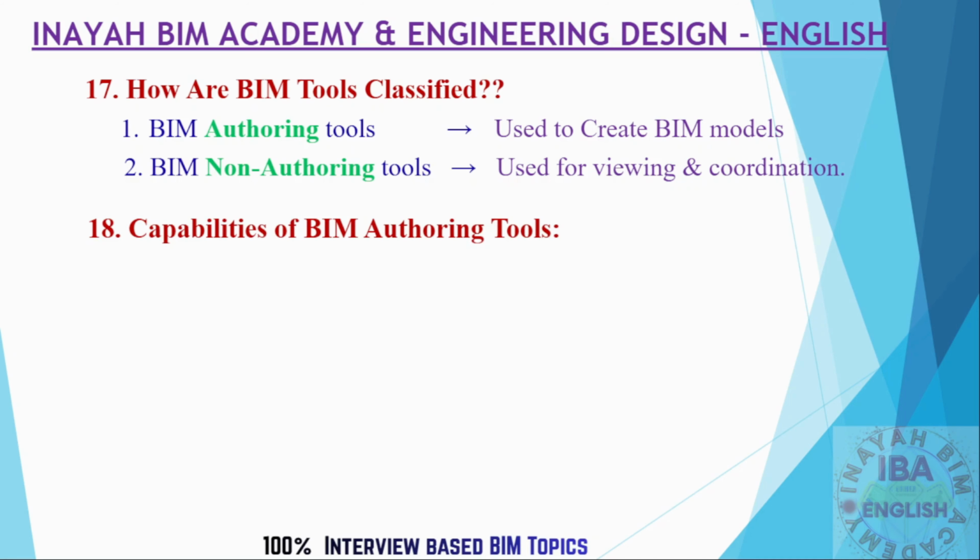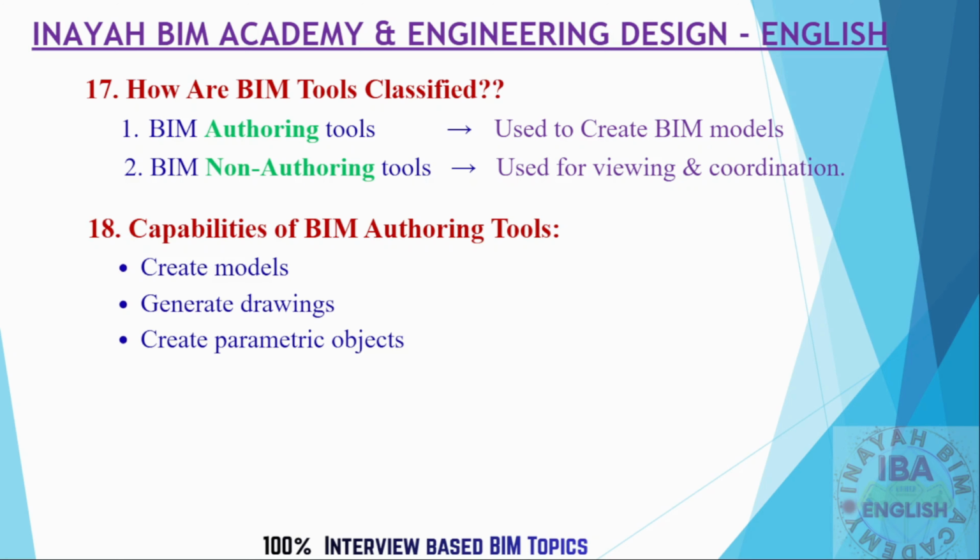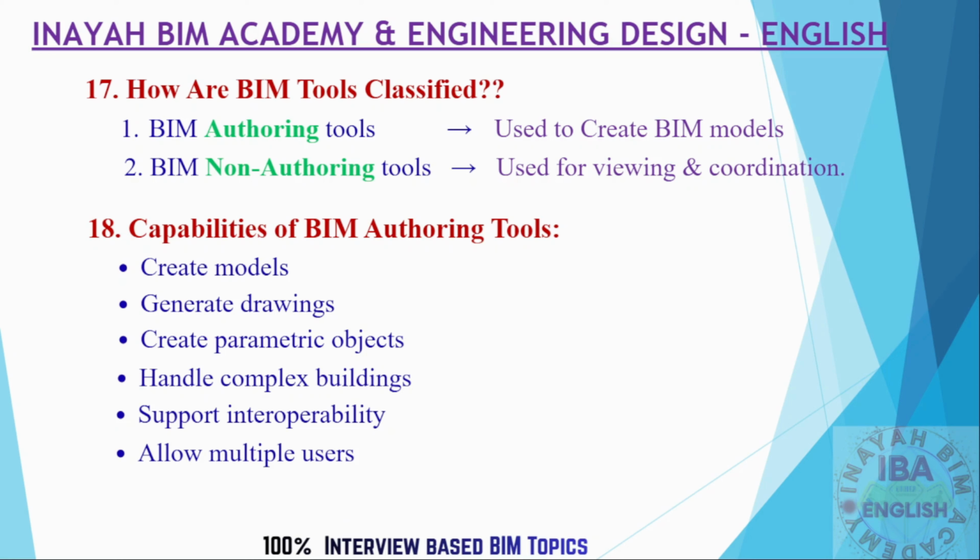So let's deep dive into BIM authoring tool. What are its capabilities? It has also been asked many a time in the interview. BIM authoring tools are capable of creating the model, generating drawings, and creating parametric objects. Parametric object means you can add different parameters like length, breadth, and everything, and you can make the object or the entire model parametric. You can also handle complex buildings using BIM authoring tools. And a very important thing, they support interoperability. We will see what interoperability is later in this video. They also allow multiple users to work on a single model.